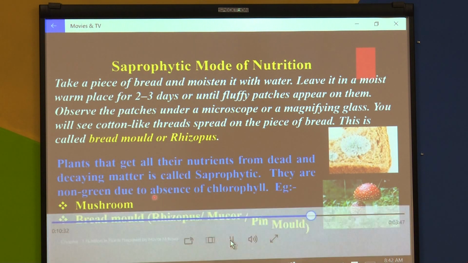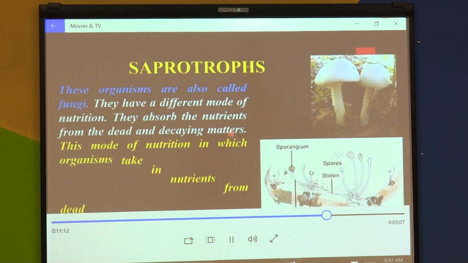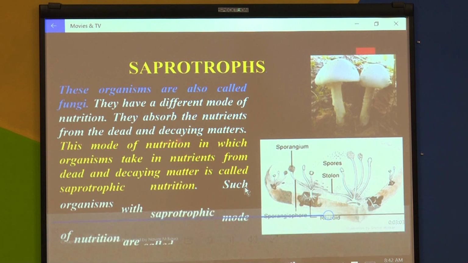Some examples of these saprophytic plants: the first one is mushroom. See here, you can see the structure of mushroom plants.